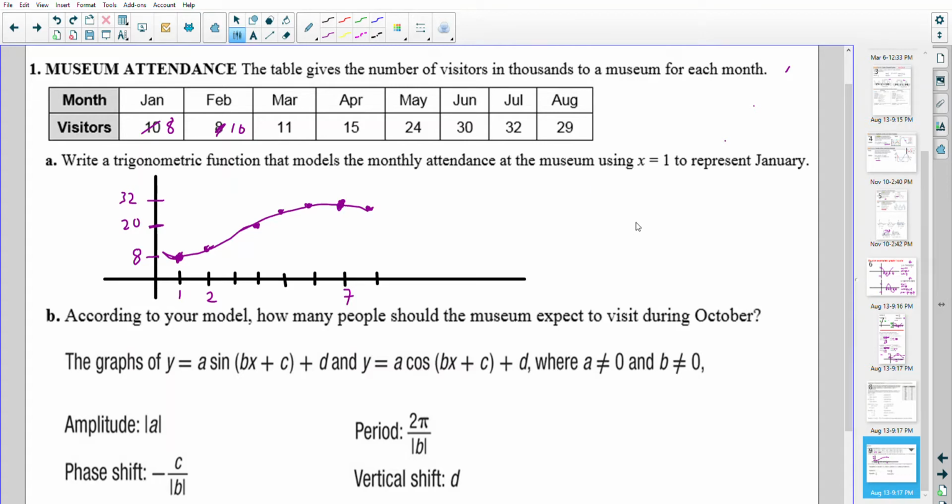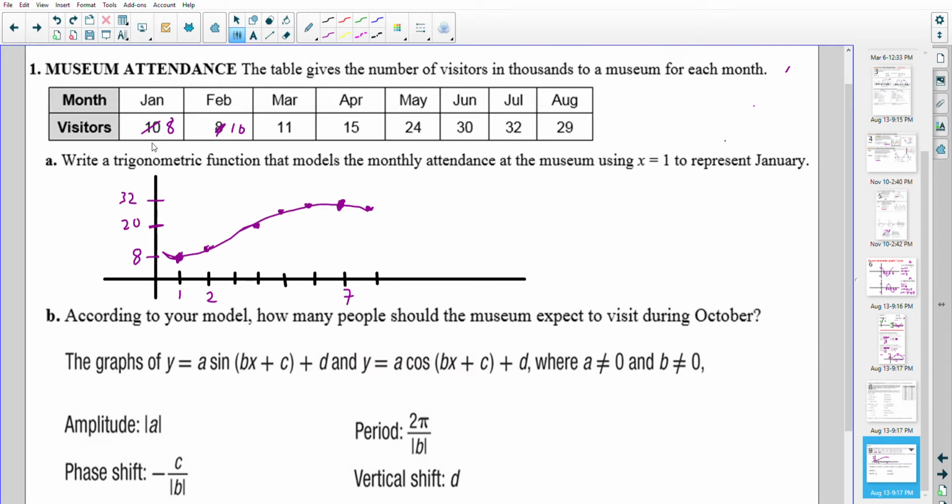I'm going to do an example in order to find the standard equation, or the general equation, of a sine graph. Looking at this example, it's talking about months and number of thousands of visitors for a certain museum. First thing I want to do is make a sketch of what this looks like and try to find out the minimum and maximum points.